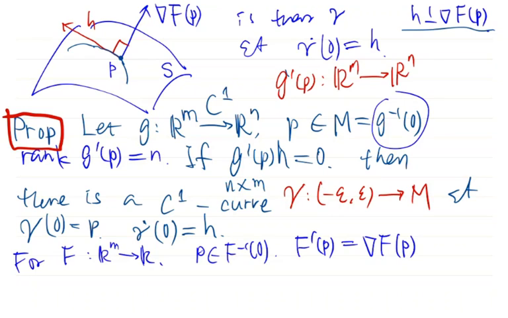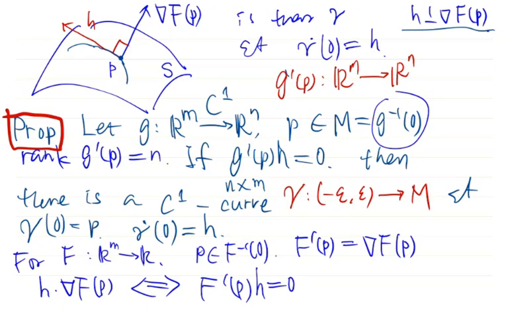Okay. So the condition that H is perpendicular to the gradient vector is equivalent to the fact that the derivative of capital F at P acting on H is 0. So therefore, our previous geometric consideration is a special case of this proposition. So this problem is not trivial and in fact very difficult, but we will prove this proposition as an application of the implicit function theorem.